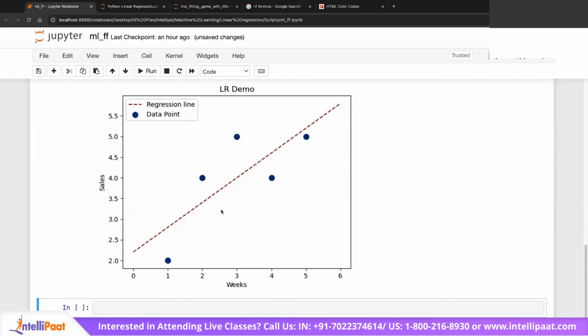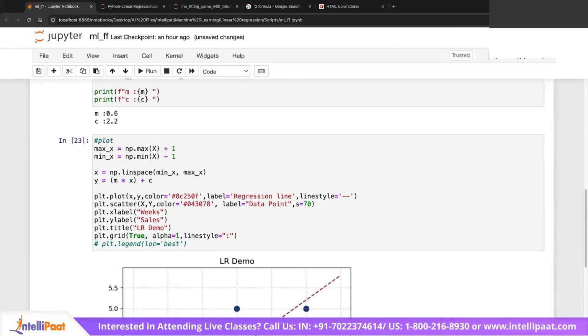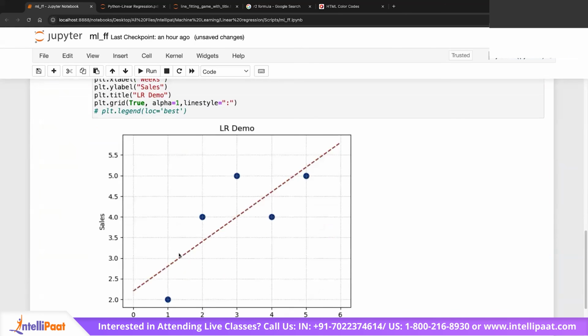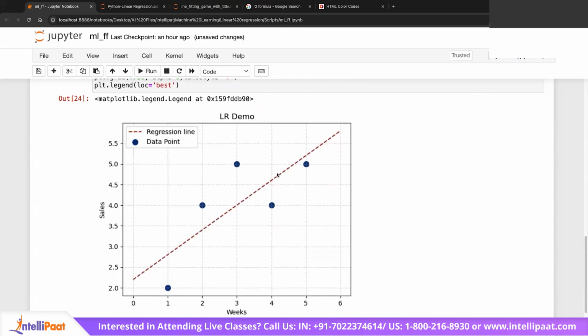No. Correct. But the minute you say plot.grid and pass the parameter True, it will make the grid for you. If I run this, this red color line is what? The blue color points are what? We don't have that information. If I don't have that information, then the plot looks incomplete, right? I want to label it in the plot. So if you do plot.legend and print it, you can see the red color line is called regression line and the blue color points are called data point. This is what we call a legend.